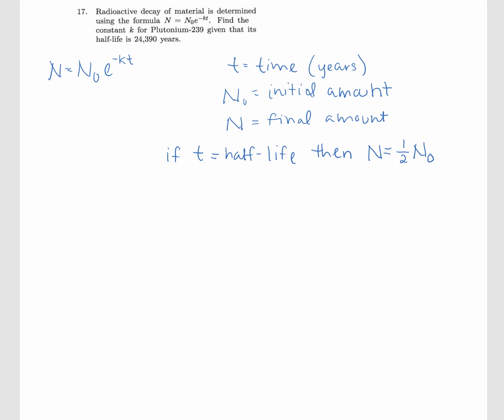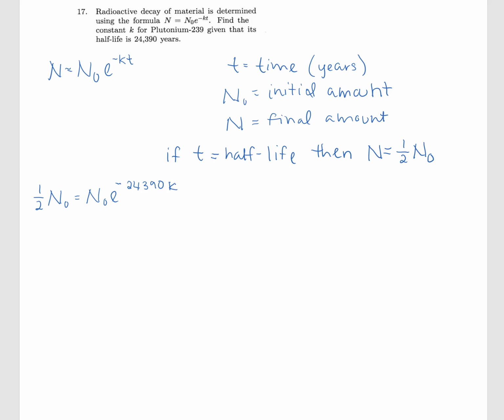We can use this to simplify our equation and figure out k, which is what we're interested in. So I'm going to plug in what we've been told. In this special circumstance, N is equal to 1/2 N naught, so I'm going to plug that in for N up here. That equals N naught times e to the power of negative 24,390 years times k, and k is what we're trying to find.